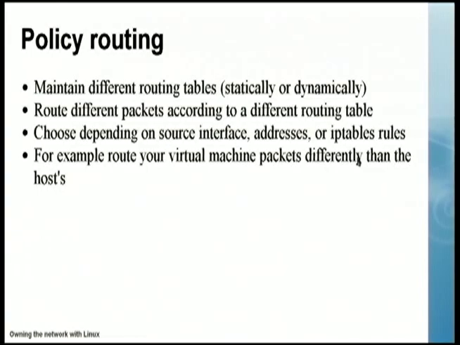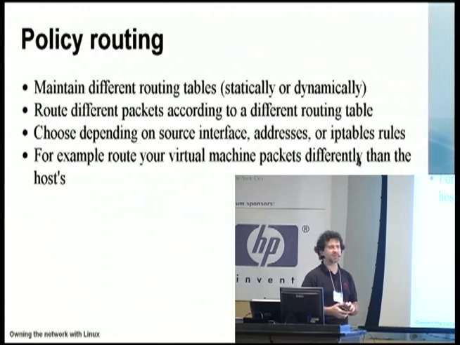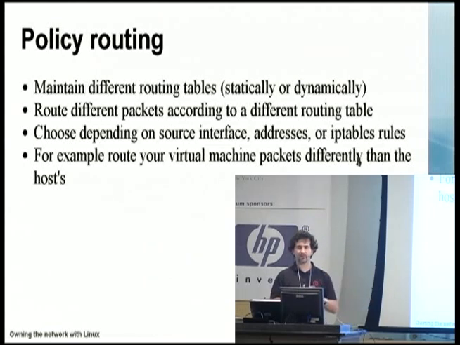OK, let's move to policy routing. What's policy routing? Has anybody done policy routing around? Yeah? Good. So what we can do is, rather than having only one routing table, which is our normal routing table, we maintain more than one. We give a number to each routing table, 100, 101, whatever we want. And then we can specify rules by which different packets get looked up on different routing tables.